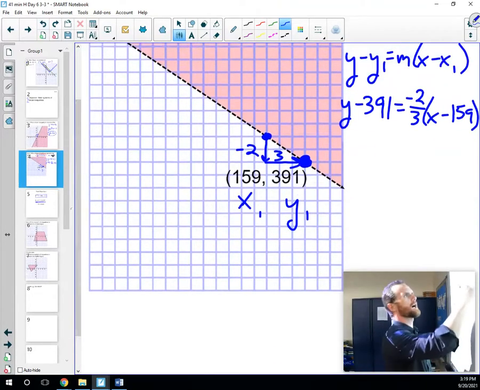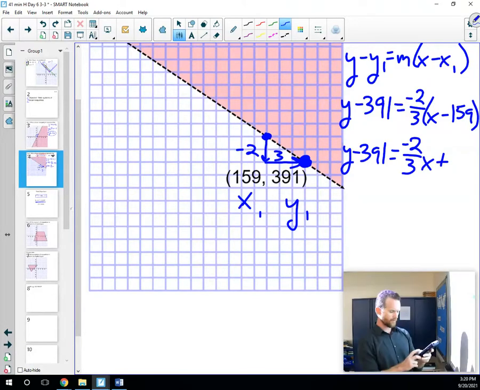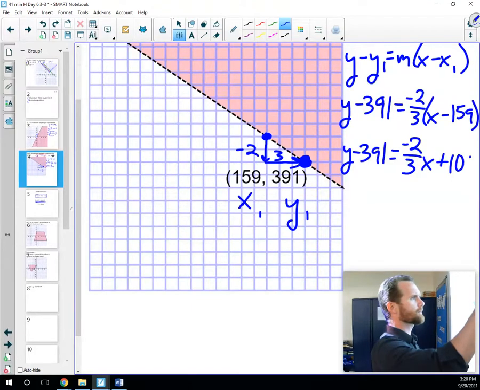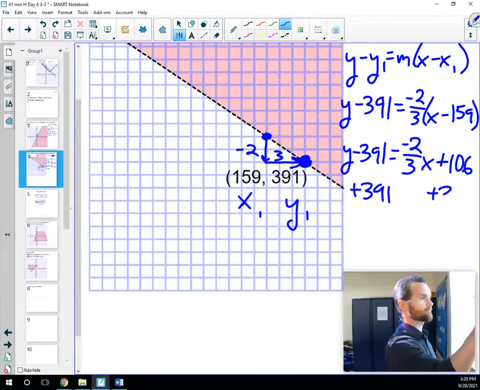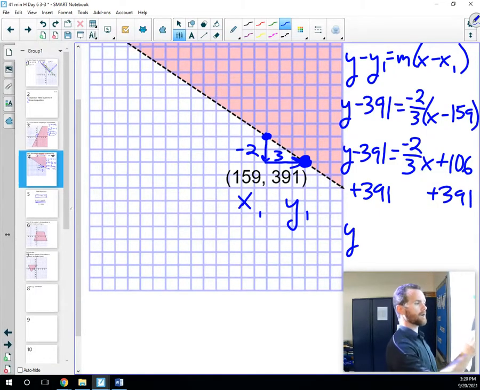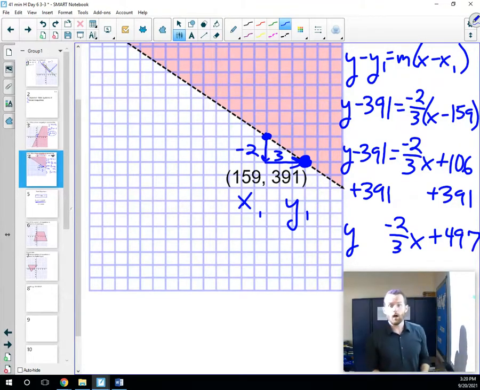So let's see. This becomes y minus 391 equals negative 2/3 x plus 2 over 3 times 159. It's going to be 106. Does that sound about right? Yeah, that could be right. And negative times negative is positive, 106. Then to get y by itself, we just add 391 to both sides. And we get y on one side, and on the other side, we get negative 2 over 3x plus 497, if I'm doing that correctly in my head. 497. Now, we know it's not going to be or equal to because it's a dotted line.